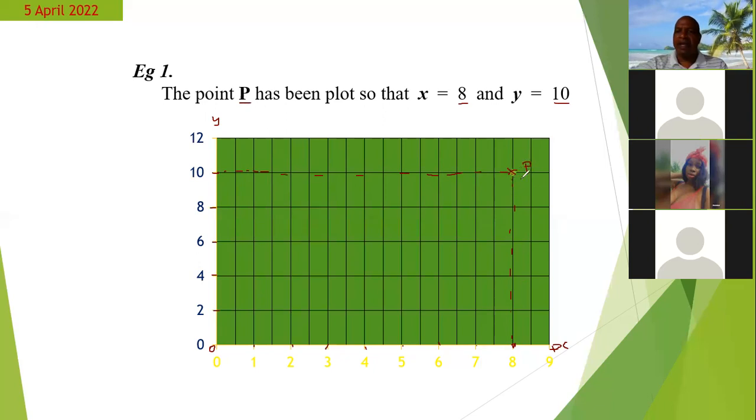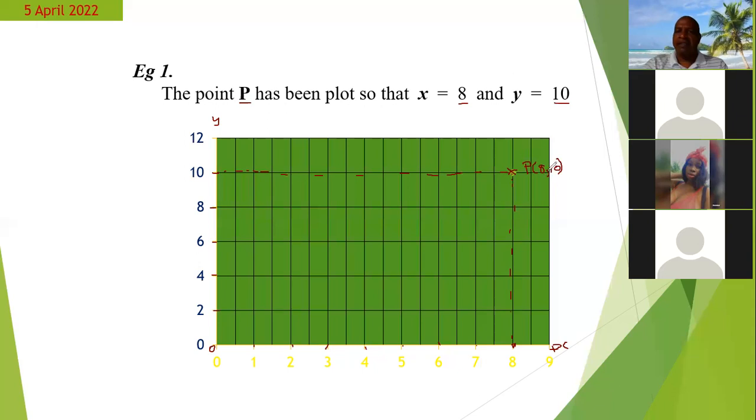And so if we are labeling that point in terms of the coordinates, we would put the coordinates in brackets where we put the x value first, which is 8, comma, followed by the y value, which is 10. And that's how we label our points. So that is an example of how we would plot a point that has an x value of 8 and a y value of 10. All right, guys, is that clear to everyone?